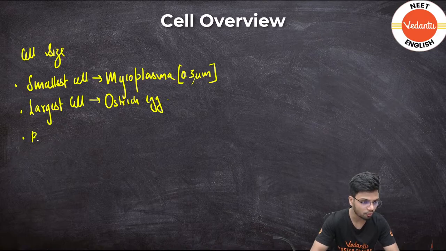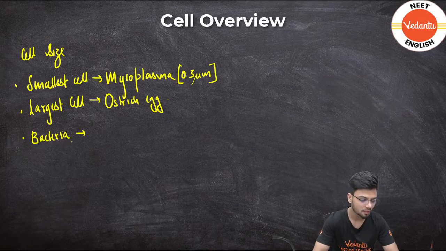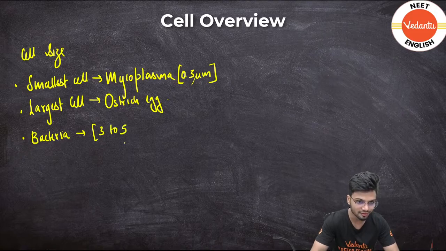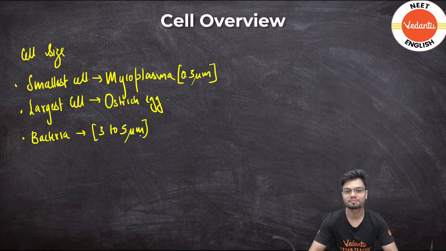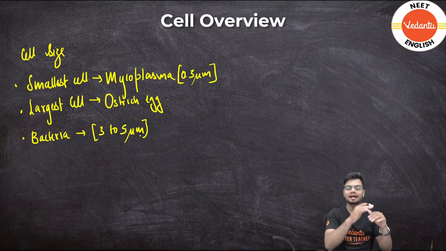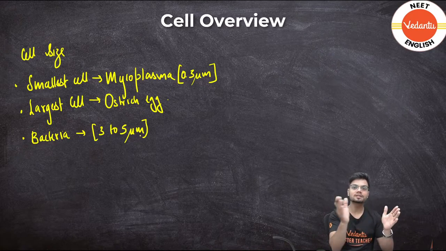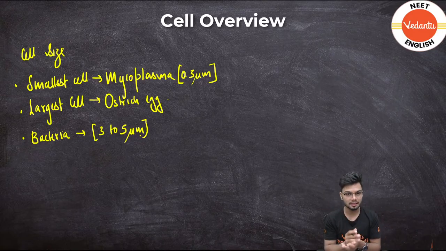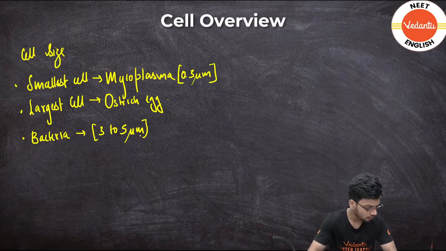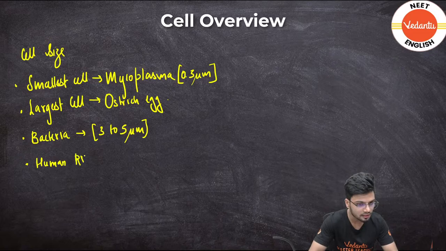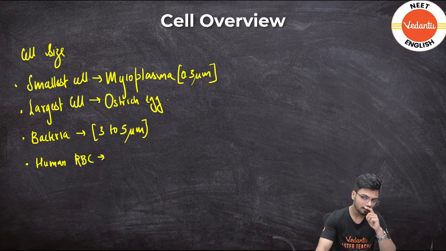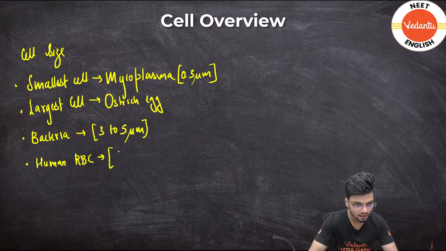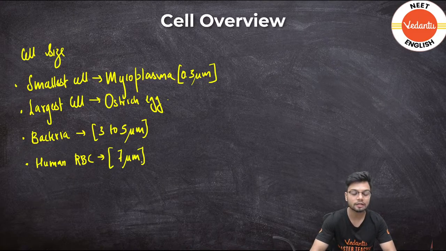Now, tell me in the chat, what is the size of bacteria? Students, these are important points. They can ask you this, I'm not even kidding. They can give you a complete list and ask you to arrange it in ascending or descending order: which is the largest cell, which is the smallest cell, the size of the bacteria. Now, what about the human red blood cell? Anyone in the chat who can tell me? The size of the human red blood cell is around 7 micrometer.